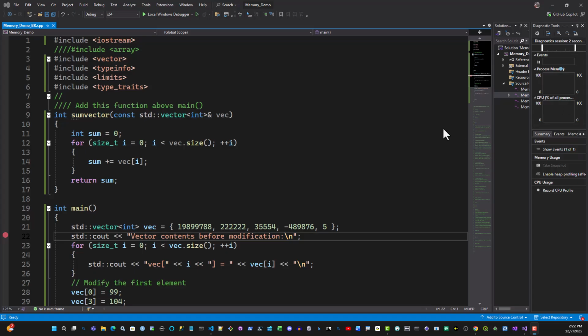So I created a C++ program in Visual Studio, and I used the 2022 version.